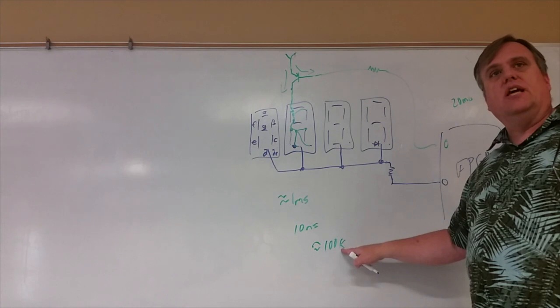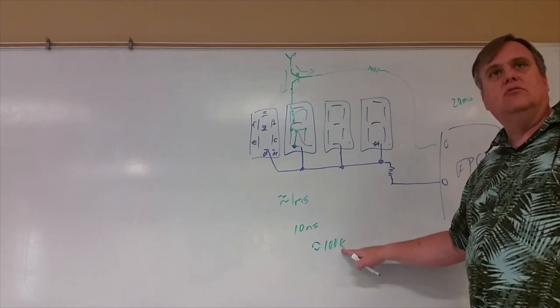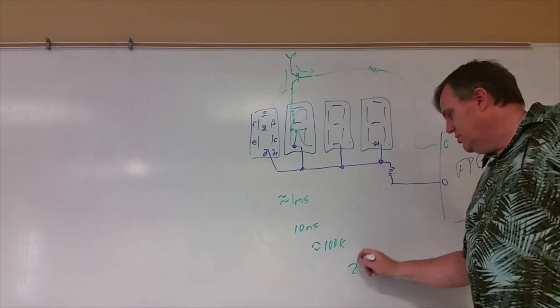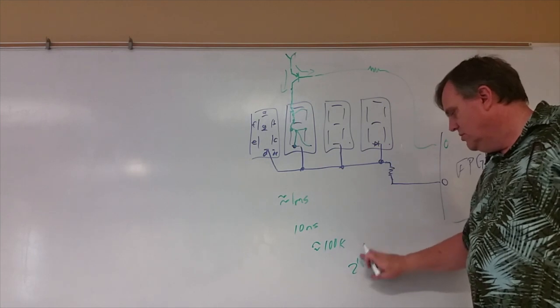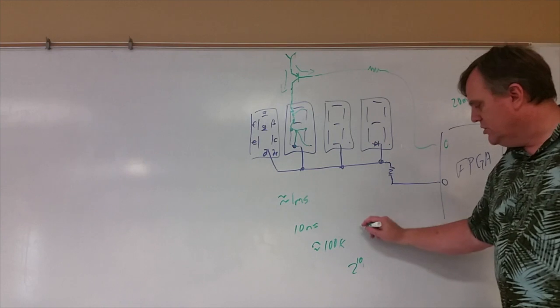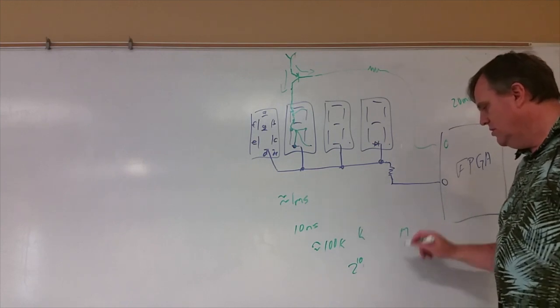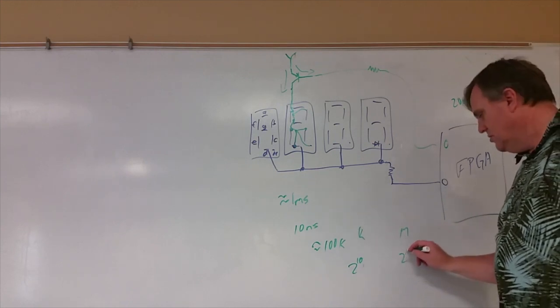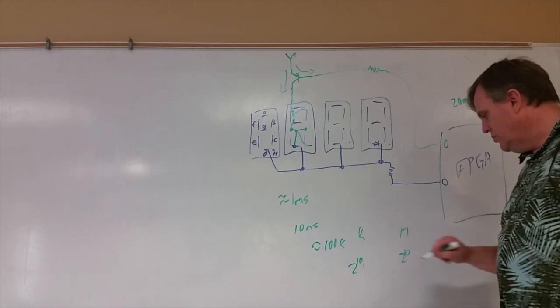How big of a counter to get me a K? 10, 2 to the 10th. 2 to the 10th is 1K. How many if I want 1,000,000? 2 to the 20th, right?